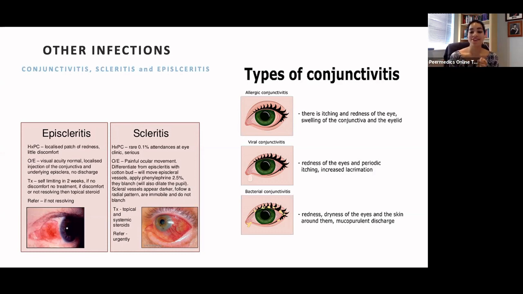Okay. Does anyone want to explain a little bit about episcleritis versus scleritis? If you had to give an explanation or a comparison between the two at all?